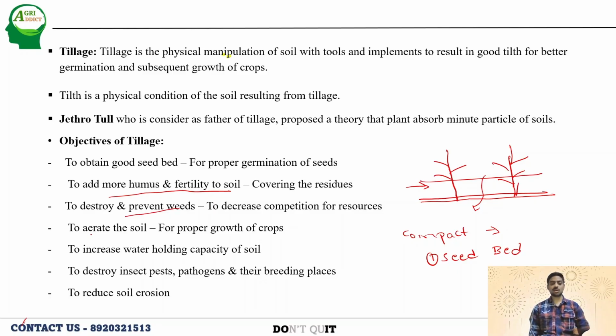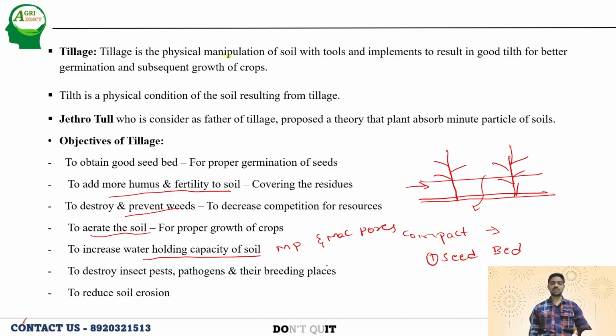Next, aeration. Obviously, when soil is loosened, aeration is provided to the soil. Next, water holding capacity. When tillage is done, in the tilled soil the micropores and the macropores will be equal in number, thereby the water holding capacity of the soil will be increased.